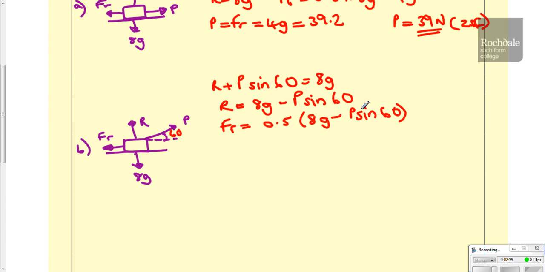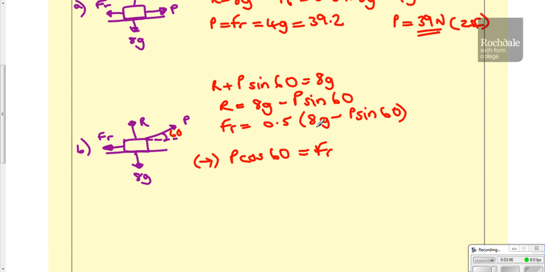We can't quite work it out yet because we don't know the value of P. In fact, that's what we're trying to find in the question. So we'll have to leave it as it stands there. Now, if we do F equals ma horizontally, again, because the acceleration is 0, forces to the right will balance out with forces to the left. So in other words, when we look horizontally, P cos 60 will be equal to friction.